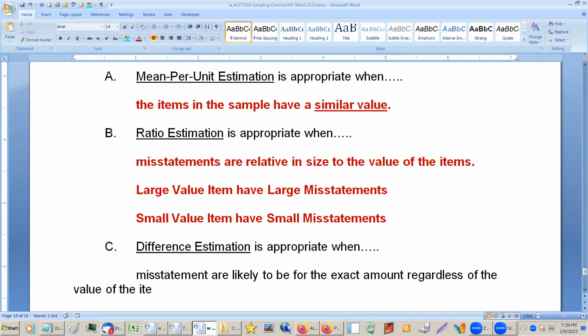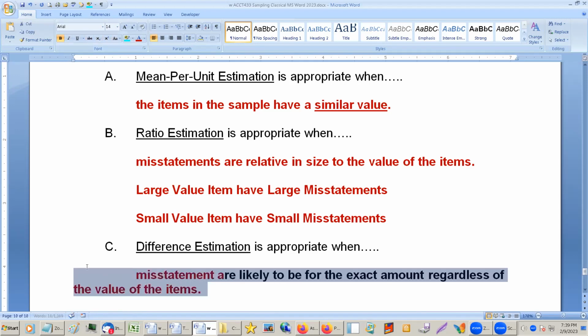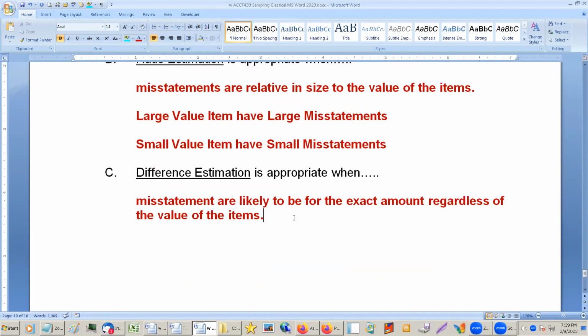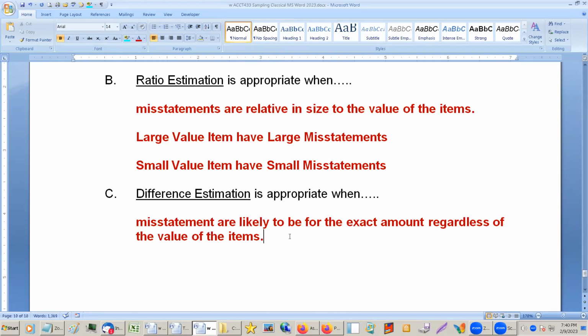It's when misstatements are for the exact amount regardless of the value of the items. So in other words, the misstatements will be the same. If it's a $5 item, the misstatement will be the same as if it's a $5 million item. It could be that there's, let's say, handling charges or some weird kind of thing that gets missed a lot. That is the common thing that it's misstated by. Then you have a difference estimation. I've got to think that it's less likely though.